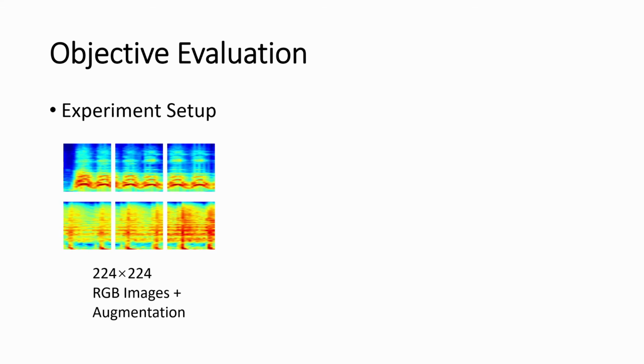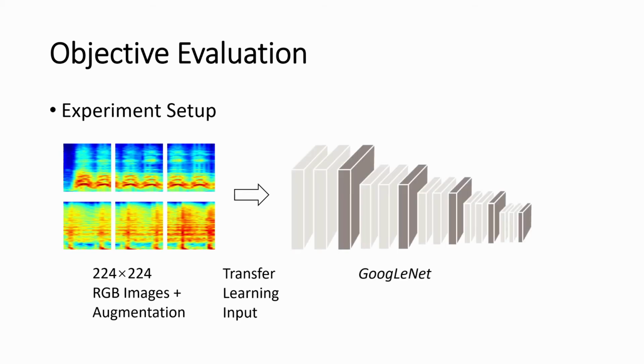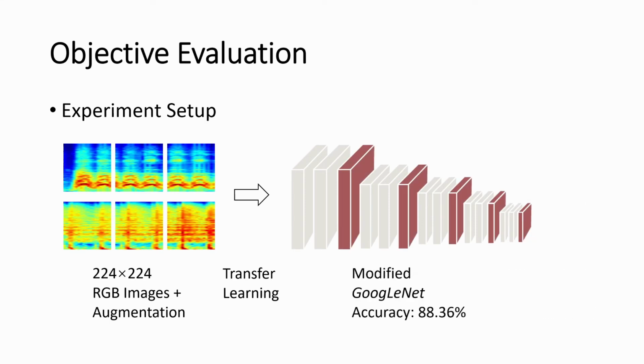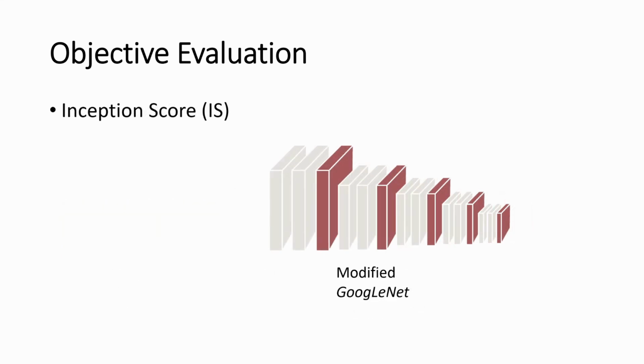Next, we save these features as RGB images to form the input to the network. Finally, we take a pre-trained CNN called GoogleNet, replace the last two layers, and retrain it for 12 hours with our new input. As a result, the modified GoogleNet can achieve an accuracy over 88%.